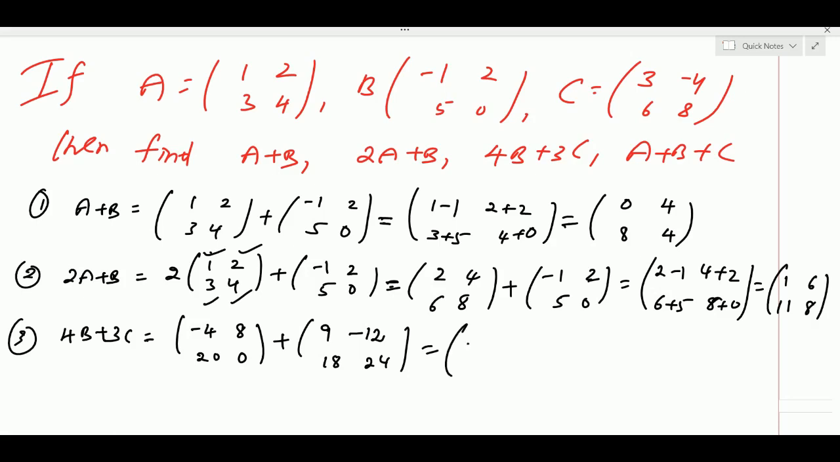Okay, now minus 4 plus 9, and 8 minus 12, then 20 plus 18, then 0 plus 24, right? What is the resultant? Minus 4 plus 9 is 5. And 8 minus 12, 12 is the higher value, so 8 minus 12 is minus 4. 20 plus 18 is 38. And 0 plus 24 is 24. That's it. This is the resultant of 4B plus 3C.